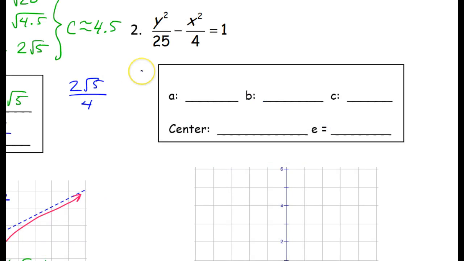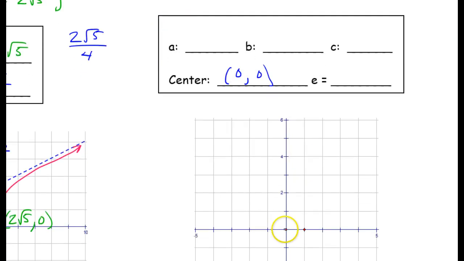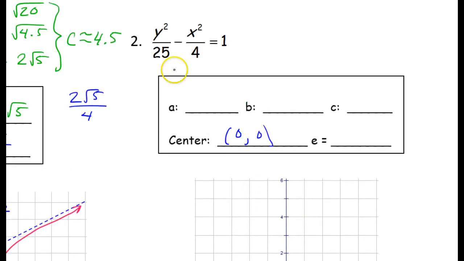All right, take a look at problem number 2. Again, we see the x squared and y squared, and we know the center will be 0, 0. So let's go ahead and record that. Now, we will need a and b to find the vertices and co-vertices.